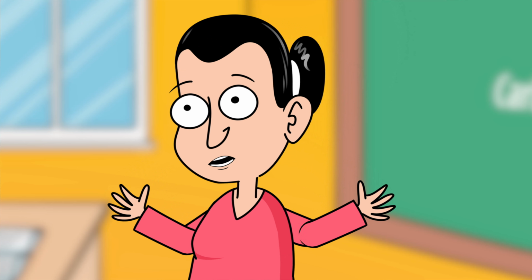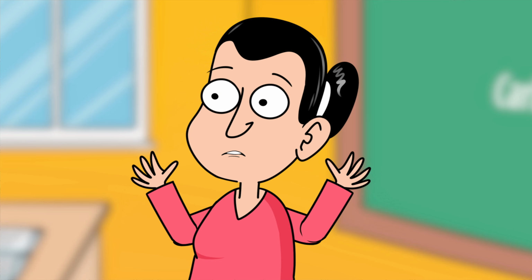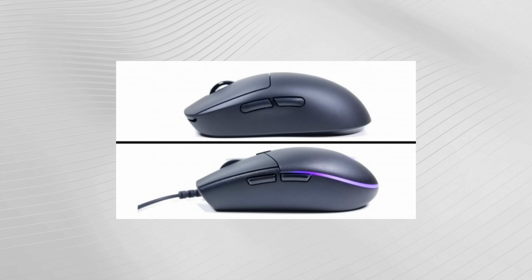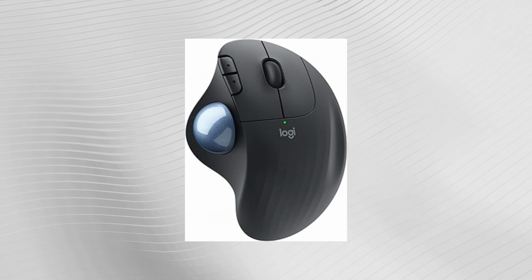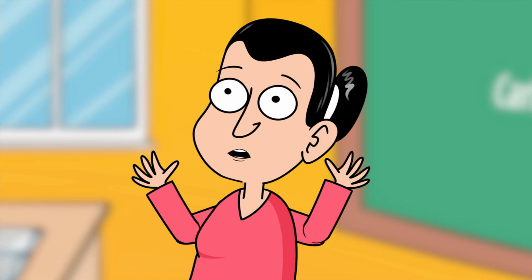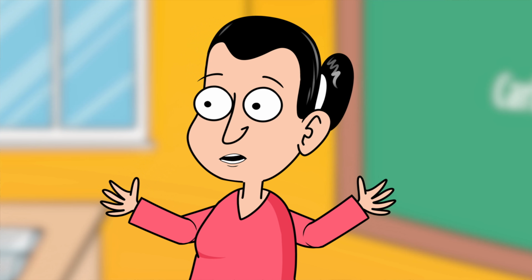Now, let's explore the diverse family of computer mouse. Here we have wired mouse, wireless mouse, gaming mouse, and trackball mouse. Each has its unique features and benefits. So, how do we make these mouses dance across the screen?